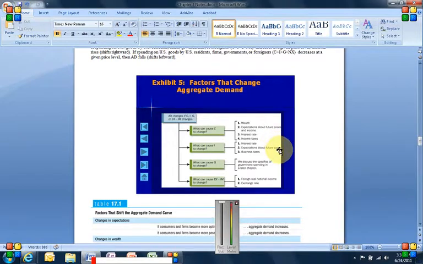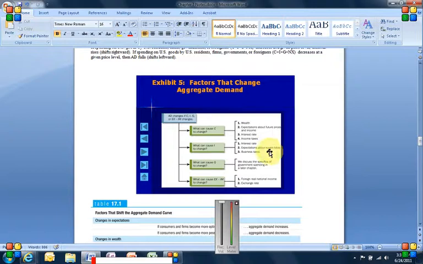Same thing as consumers with regards to expectations about the future, particularly when it comes to sales. If companies think that in the future sales are going to increase, then chances are they're going to invest more today, and that would shift AD to the right. If they feel that future sales are going to decline, at least that's just their expectation, then they'll hold back today, be more conservative, not buy as much land, not buy as much equipment and other physical capital. AD is going to shift to the left.